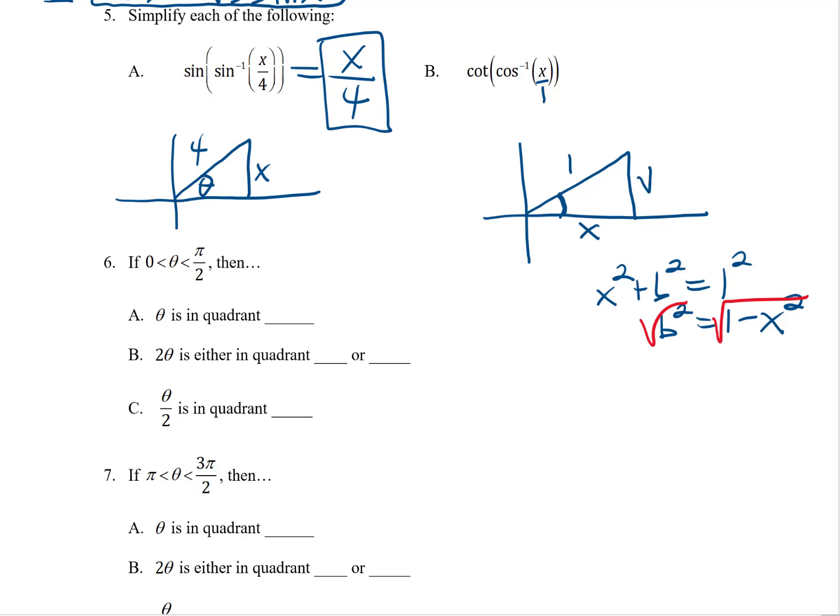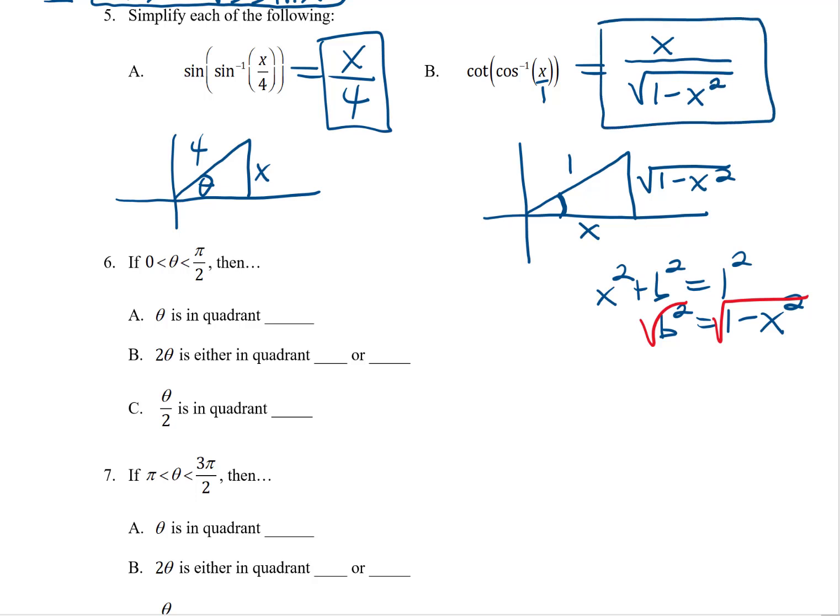This side is the square root of 1 minus x squared. There's no way to simplify that. I want the cotangent ratio. Well, tangent is opposite over adjacent, so cotangent is adjacent over the opposite. We don't rationalize unless we only have numbers, and so we are finished. Here is the final answer.